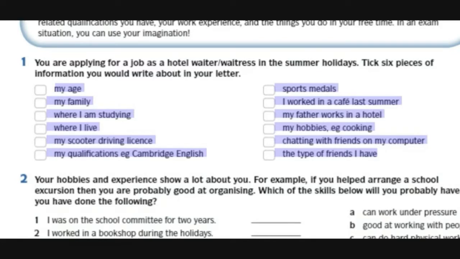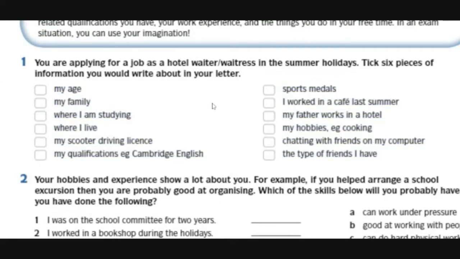My age, where I'm studying, where I live, qualification of English, and then sports medal. One more. And then I worked in a cafe last summer.